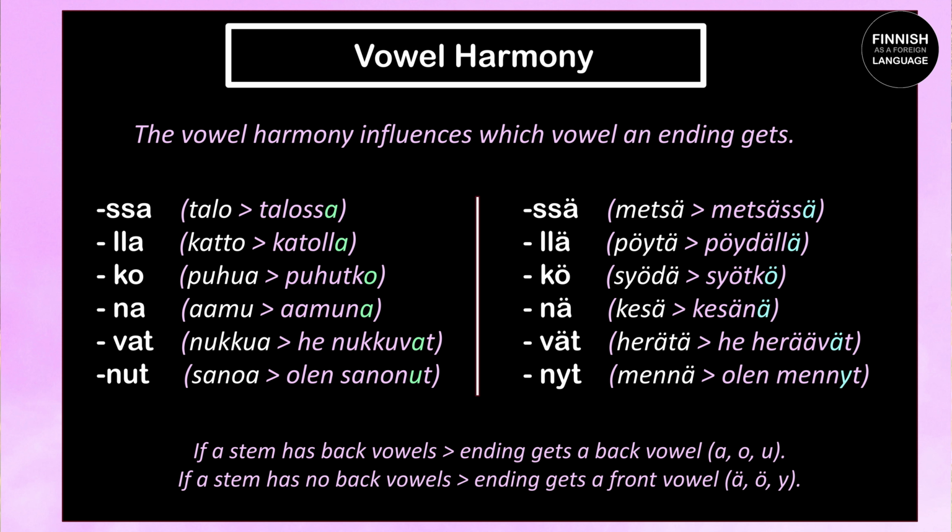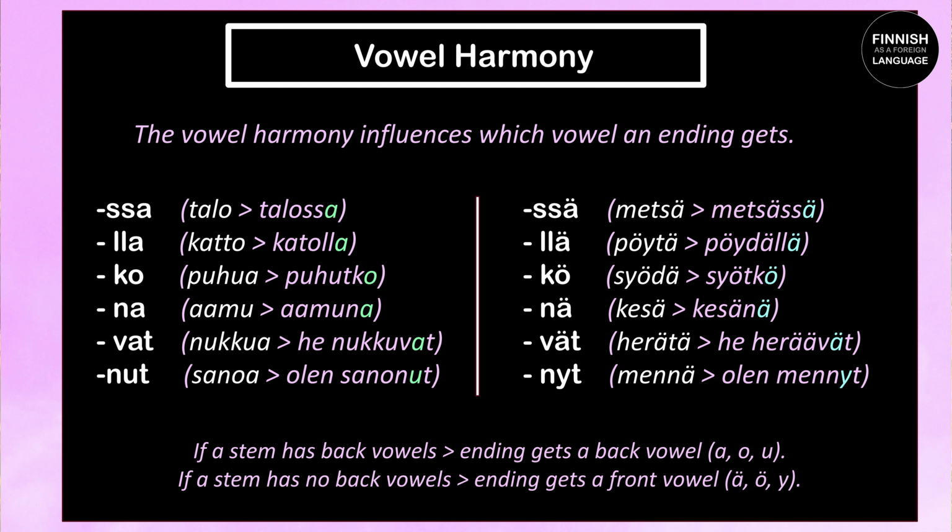Next one is the verb sanoa, which means to say. Here we want to form the first person singular perfect tense, and we say olen sanonut. Olen sanonut. Here we need the nut ending because we only have back vowels here.